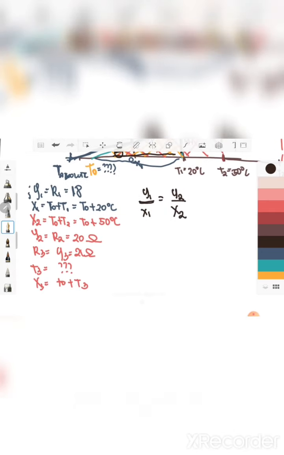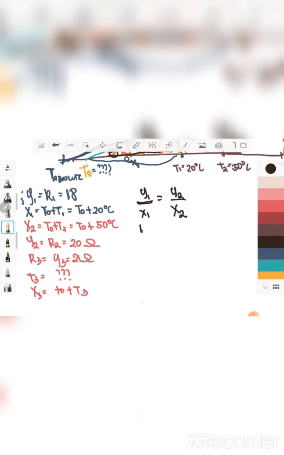Okay. What is our y1? Our y1 is equal to 18 over our x1, which is equal to TO plus 20, which is equal to our y2, which is equal to 20, all over our x2, which is equal to TO plus 50. Solving for the value of TO, so therefore we can say that TO is equal to, so 18 multiplied by TO plus 50, which is equal to 20 multiplied by TO plus 20. Okay?